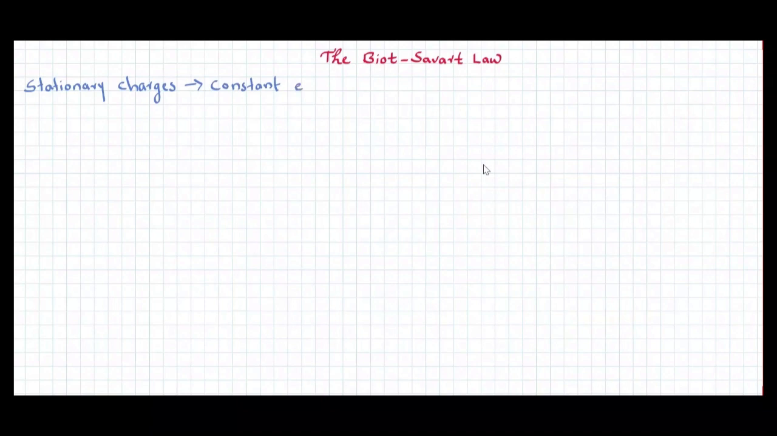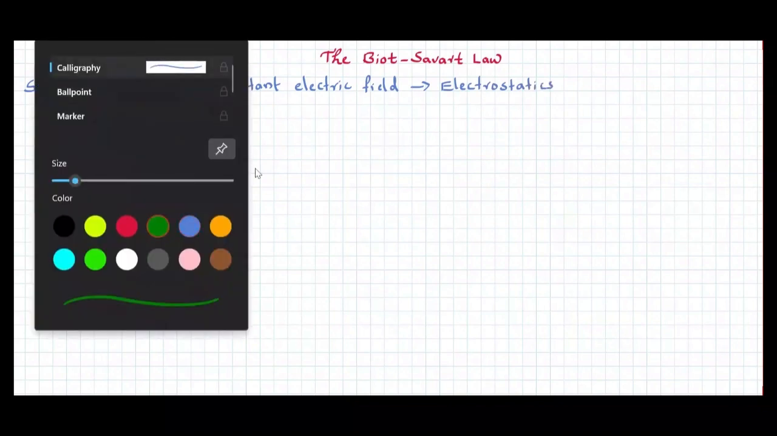In electrostatics, we have stationary charges. They produce electric fields that are constant in time. Hence, we will use the term electrostatics.